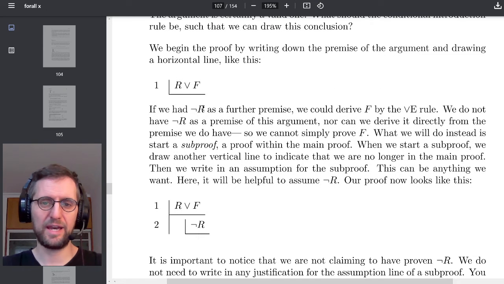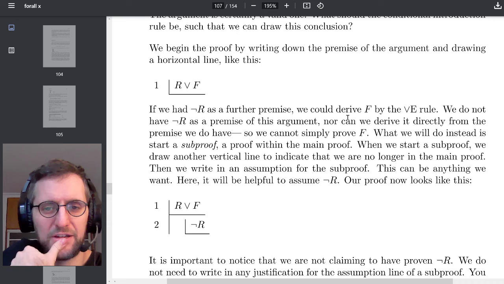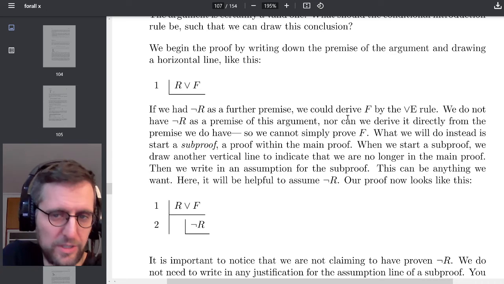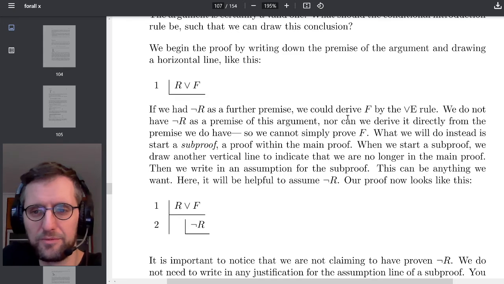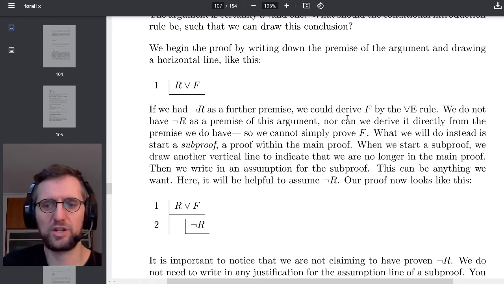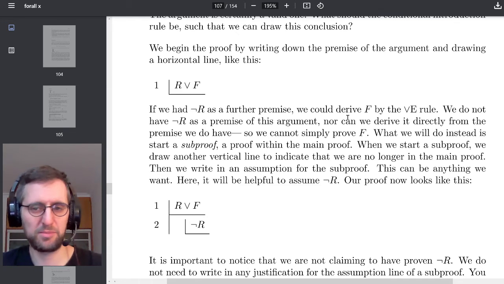Okay, if we had not R as a further premise, we could derive F by the OR elimination rule. If we had not R as a further premise, which we don't have, we could derive F by the OR elimination rule. Yeah, that's clear. We do not have not R as a premise of this argument, nor can we derive it directly from the premise we do have. So we cannot simply prove F.